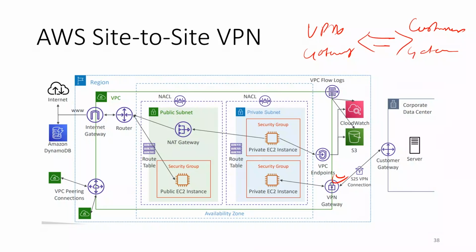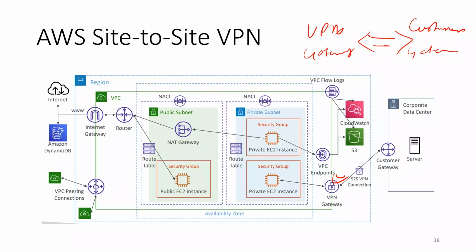Now, a VPN connection, I don't have to explain about a VPN connection, right? Basically it will create a tunnel, and using that tunnel you can securely transfer data, but obviously it will be over the public internet. So that's how the site-to-site VPN works. You create a VPN connection between a corporate data center and your VPN gateway.